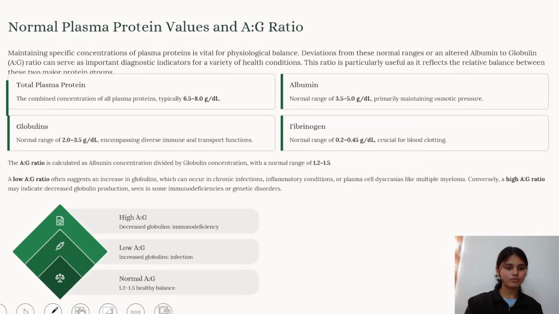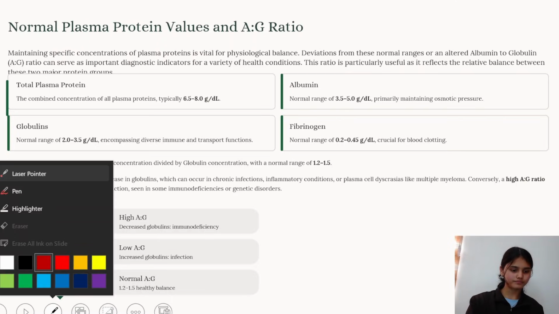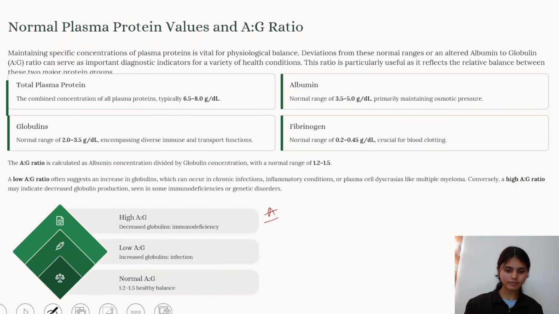Alright, so now we'll be talking about the A/G ratio and its importance. It has been asked again in the PYQ. The normal range of the A/G ratio is 1.2 to 1.5. In some places you will also find 2.2, but it is absolutely normal even if it is 2.2. Now the A/G ratio is usually albumin divided by globulin. Let's say it is 1.2.